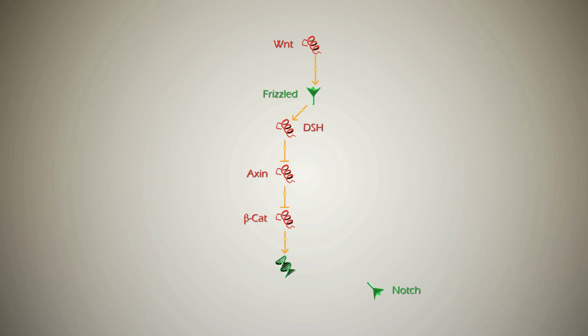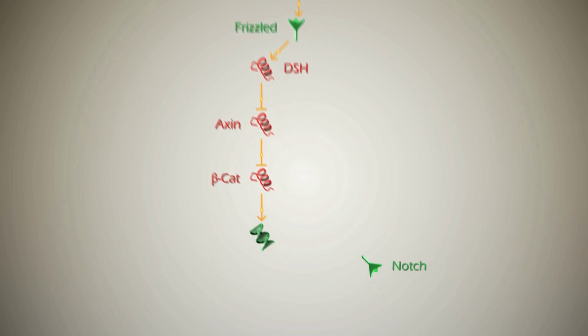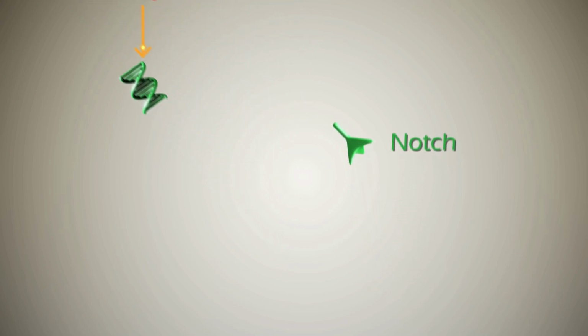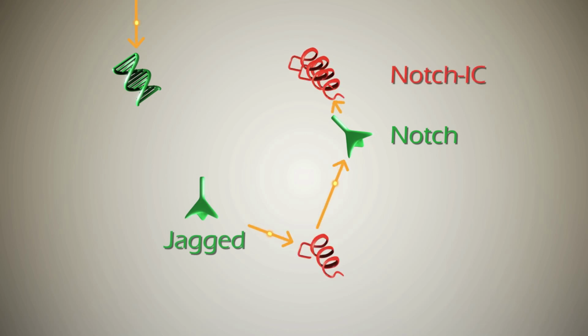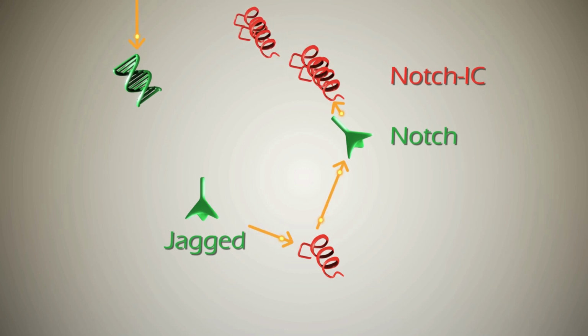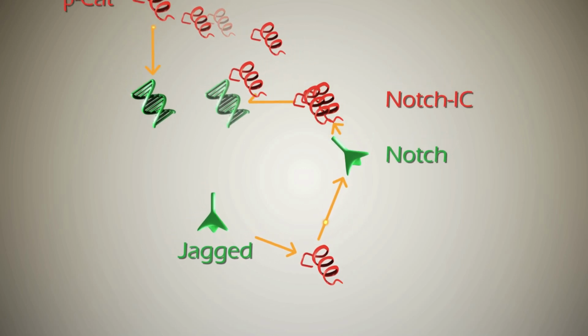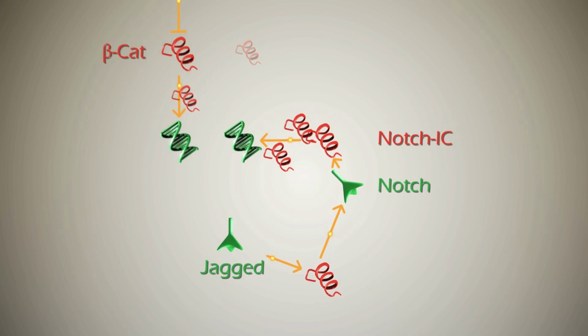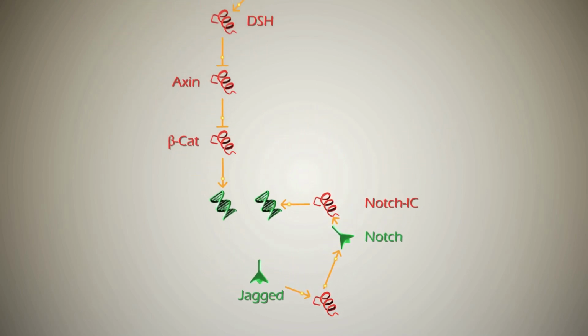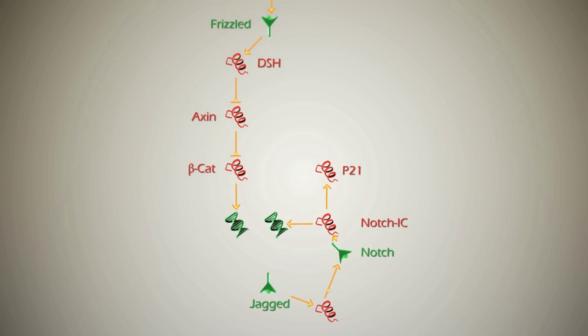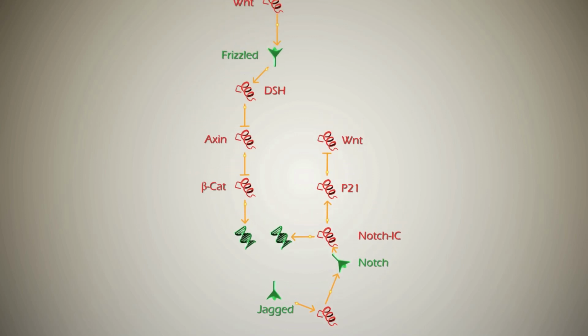Notch signalling is named after the Notch receptor protein. When immediately neighbouring cells express ligands, for example jagged, on their surface, the Notch protein is cleaved and the intracellular domain of the receptor, Notch IC, travels to the nucleus. This leads to the activation of the transcription of the target genes of Notch signalling. One of the targets of Notch signalling is P21, and P21 is a negative transcription regulator of Wnt.